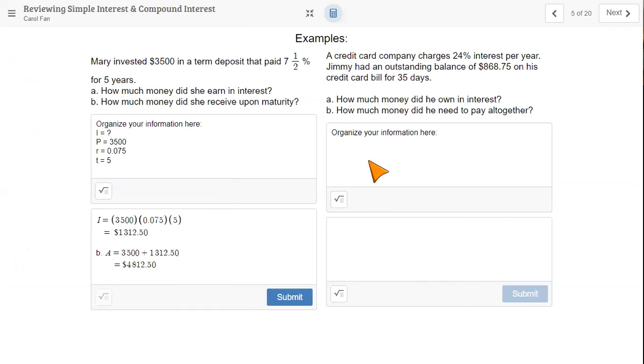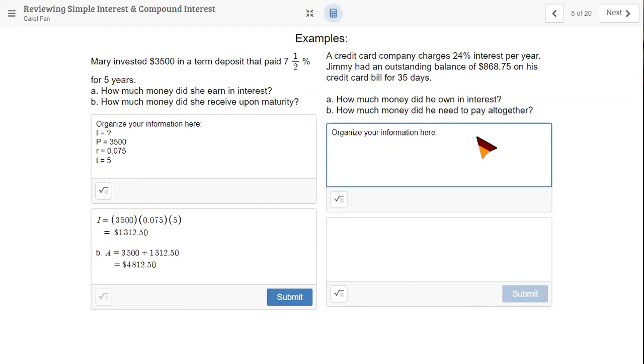Let's do another question. This time, instead of an investment, we're going to be doing a question where you're owing money. So a credit card company charges 24% interest per year. Jimmy has an outstanding balance of $868.75 on his credit card for 35 days. How much money did he owe in interest? Sorry, there's a typo there. It's owe. And how much money did he need to pay altogether?